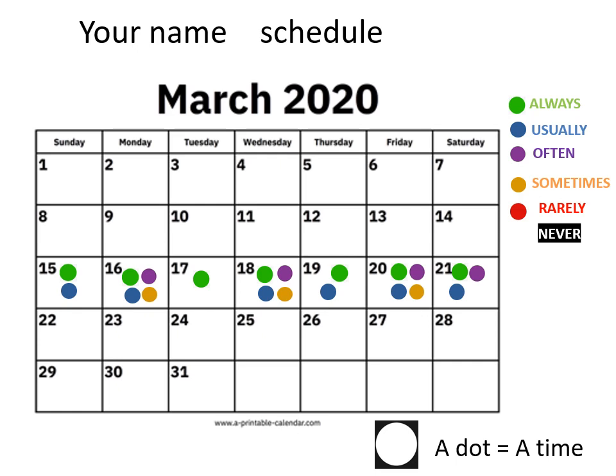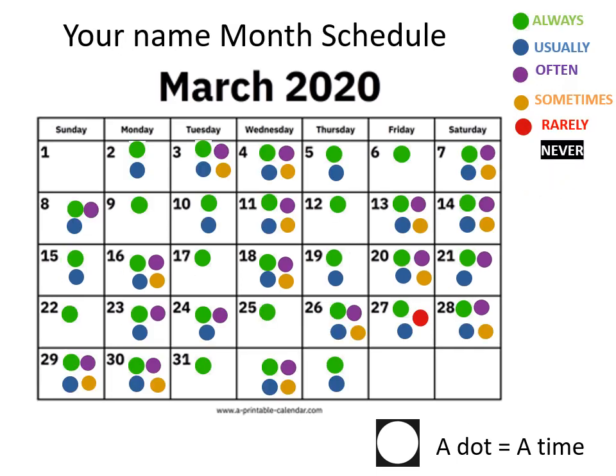here. This is your schedule for the week. So this is actually the week we're in right here, the 15th through the 21st. Okay, and then your month schedule. This is just to show you the difference between always, usually, often, sometimes, rarely, and never. Okay, so all you have to do here is type your name.